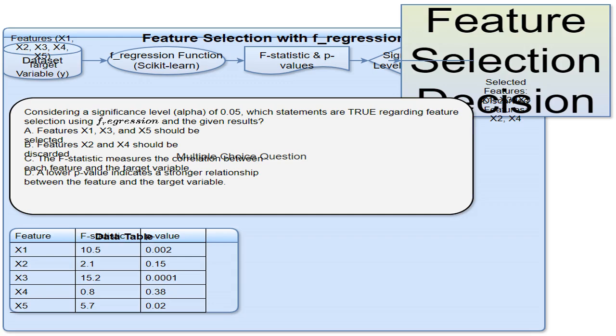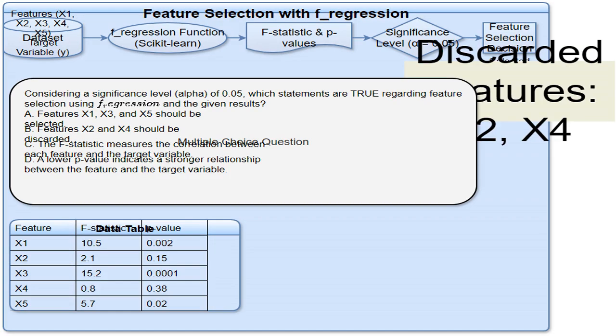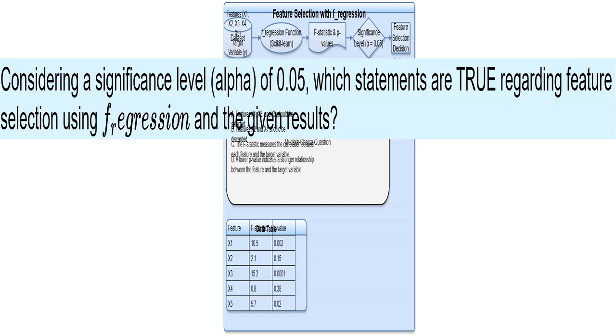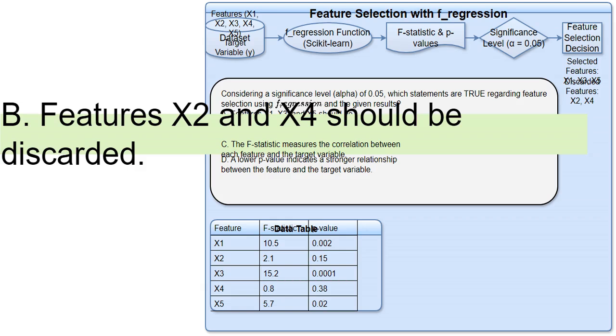After applying the 0.05 threshold, I selected features x1, x3, and x5 because their p-values are below the significance level. This question tests whether I understand the results of f_regression, particularly how to use the p-values to select important features. This statement is correct because each of these features had a p-value below 0.05. This is also correct. These features had p-values above my chosen threshold of 0.05. This is a true statement. A lower p-value means it's less likely that the observed relationship is due to chance.